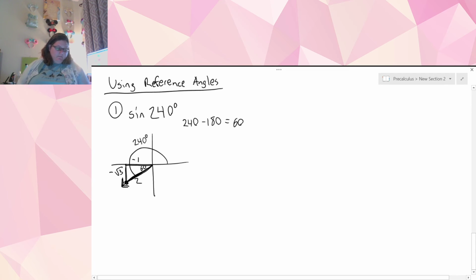So sine is opposite over hypotenuse. So sine of 240 degrees is going to be equal to negative square root of 3 over 2. And that's it.